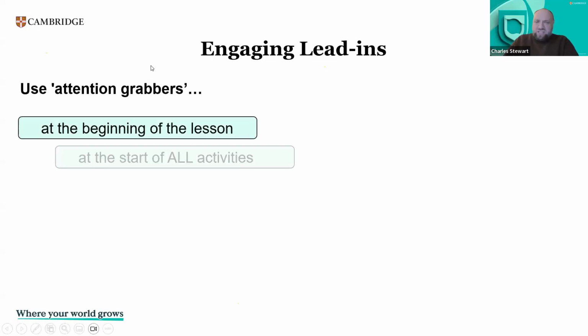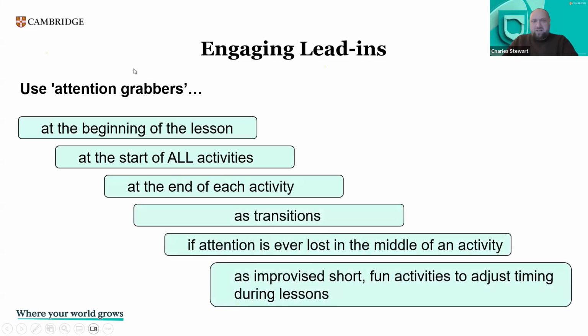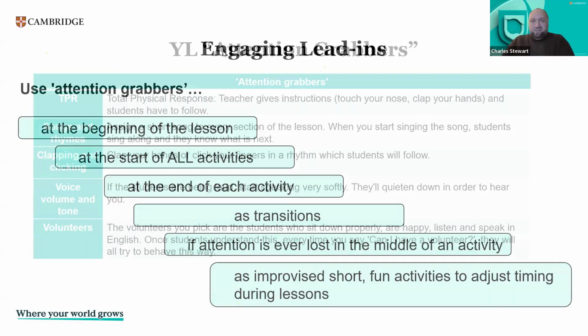Therefore, use attention grabbers at any point of a lesson. Use them at the beginning, at the start of any activity, at the end of the activity, all the way down to even in the middle of the activity if the interest is lost.